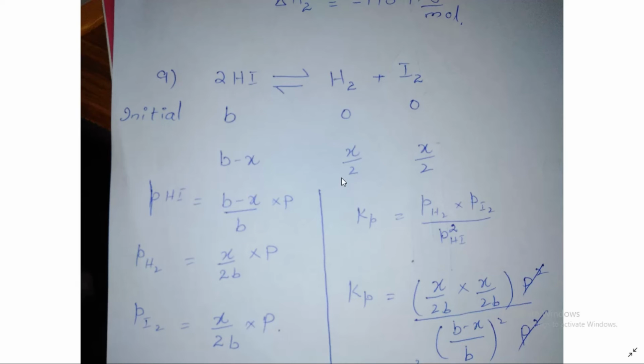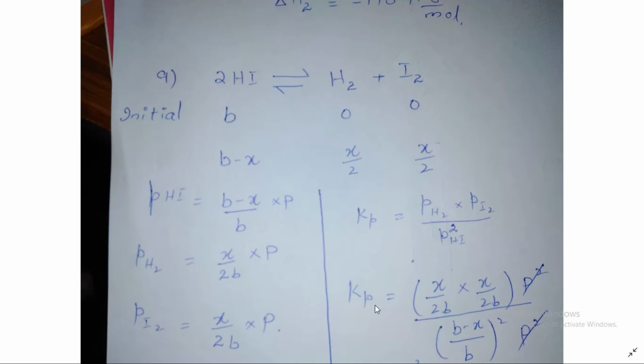Same goes for hydrogen. We have X by 2 moles at equilibrium of this reaction, while the total moles at equilibrium are B. So the mole fraction comes out to be X by 2B. For converting it to partial pressure, we have to multiply with the total pressure that he has given. Same goes for iodine. This is how you can get the three values of partial pressures by using the formula of Kp. As you can see that I have written the Kp, partial pressure of hydrogen multiplied by partial pressure of iodine divided by partial pressure of hydrogen iodide squared.